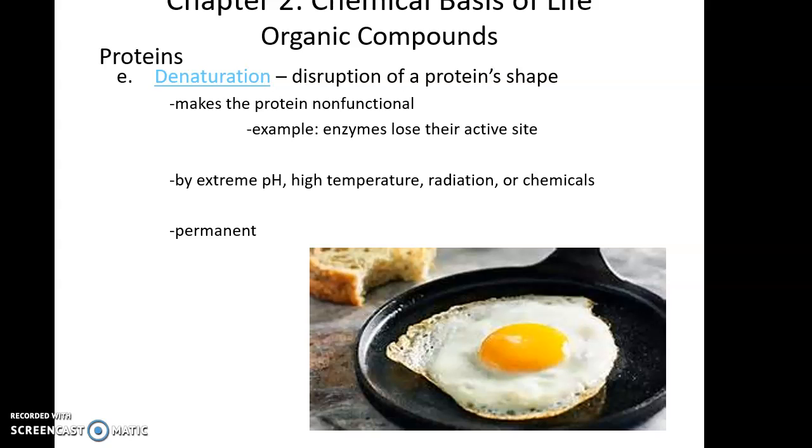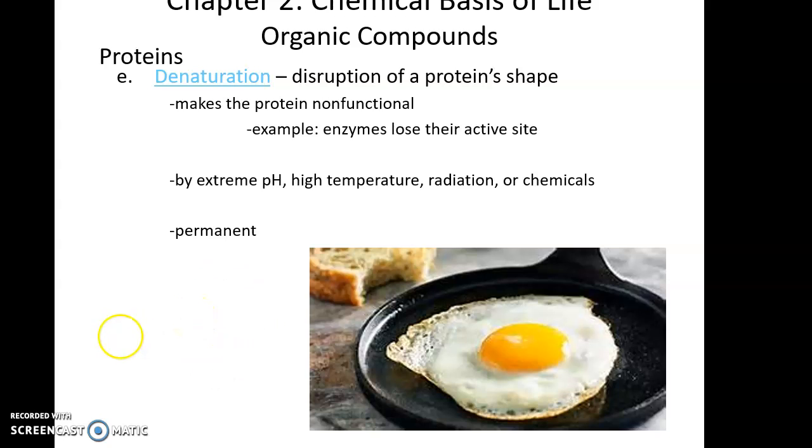What this means is the protein's shape is disrupted in a permanent manner, making the protein non-functional. So denaturation disrupts the protein's shape. It's a permanent change, and it makes the protein non-functional. So, for example, the enzymes lose their active site, lose the place that the substrate binds. So now it can't bind substrates anymore.